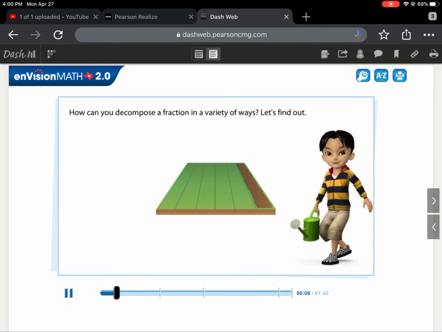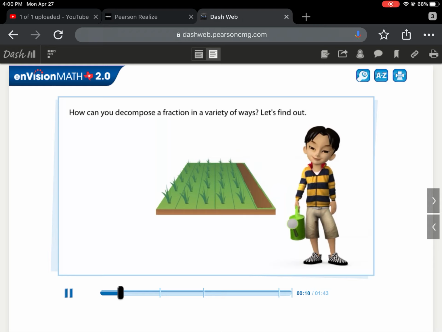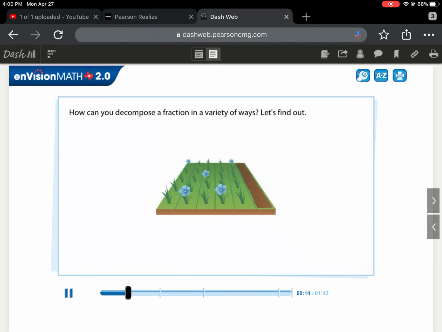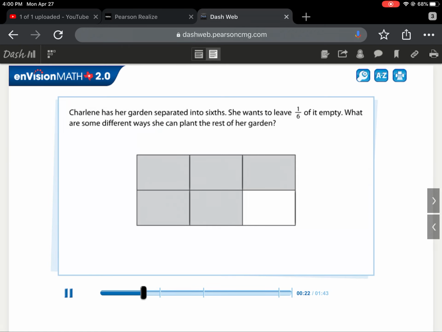How can you decompose a fraction in a variety of ways? Let's find out. How can you decompose a fraction in a variety of ways? Decomposing means to break into parts. Charlene has her garden separated into parts. She wants to leave 1/6 of it empty.